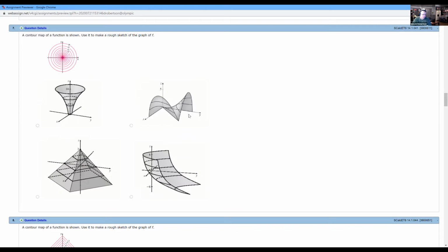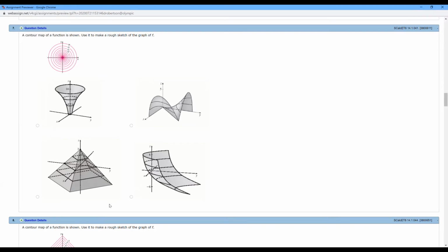Here's a contour map. One of these pictures matches it. They're really making it easy for you. You see these lines that they put in the shape? They're basically points of equal height. So can you imagine what this shape would look like if you did a contour map? Wouldn't it be squares inside squares inside squares?